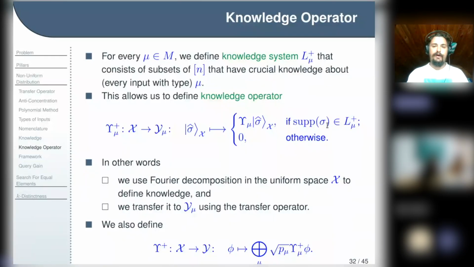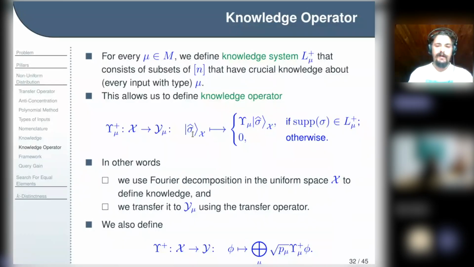If the support of... so it starts with the element of the Fourier basis of x, so it goes from x to y mu. So it starts with the uniform probability distribution, and that's why I've been talking about this uniform probability distribution for such a long time, because it's like the first half, the last half of this equation. So it starts with the Fourier basis, and then this knowledge operator just takes a look.